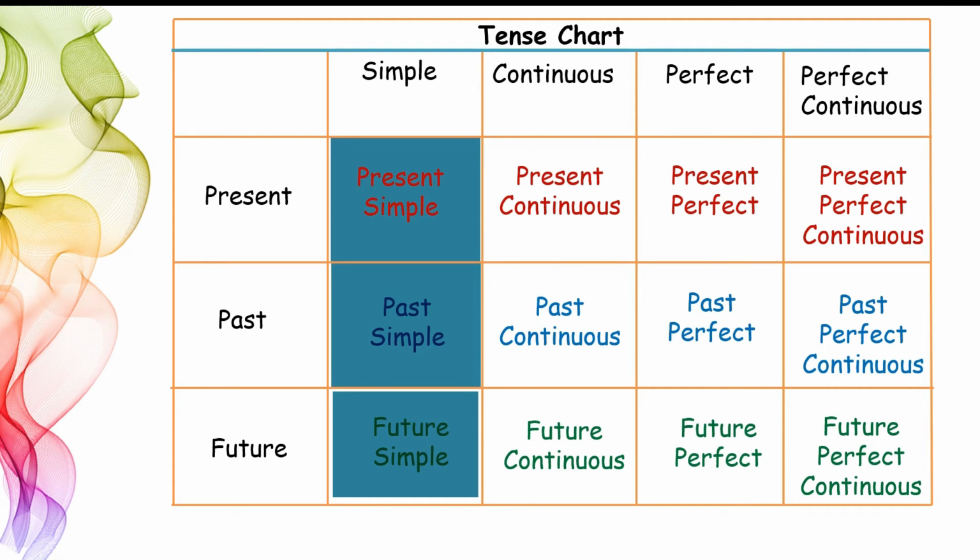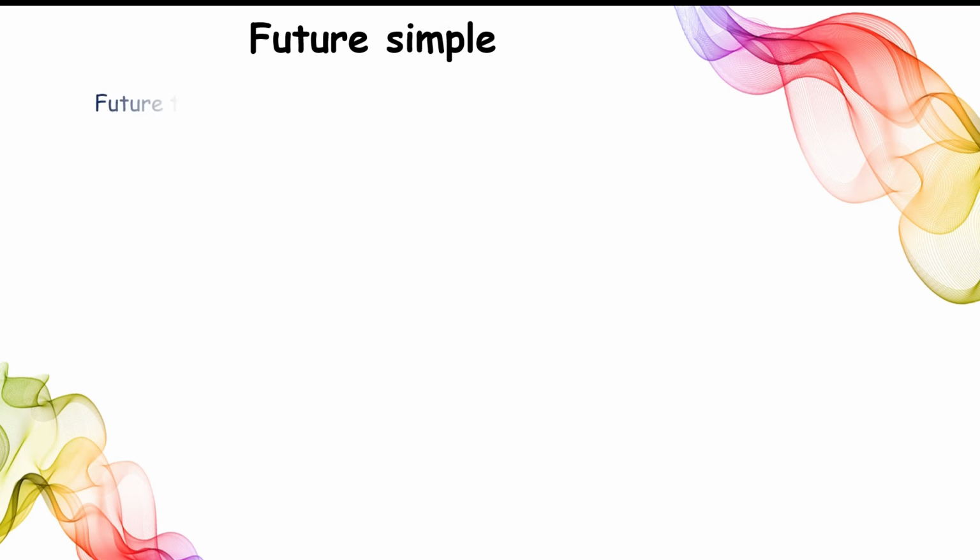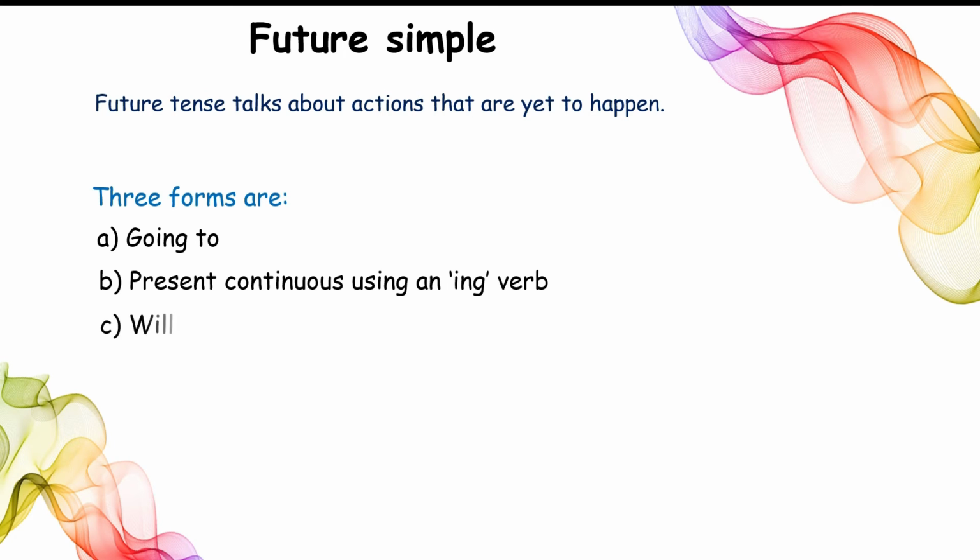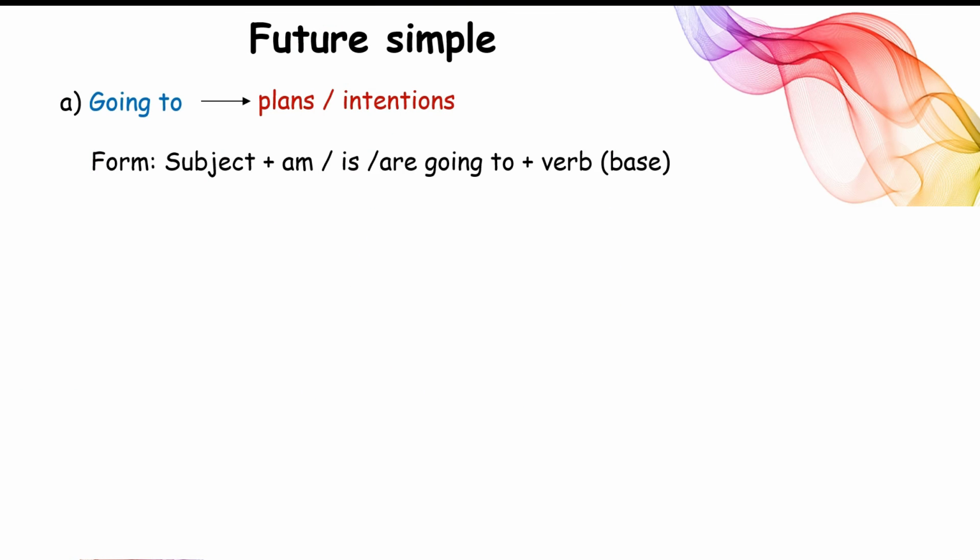Let us learn about future simple tense. Future tense talks about actions that are yet to happen or the actions which are going to happen after some time. Now this tense is a little tricky. Many have a lot of confusions as the sentence in future simple can be in 3 different forms. You can make sentences using going to, present continuous using an ing form of verb, and using the word will in it. Let us look at some examples with each of these forms.